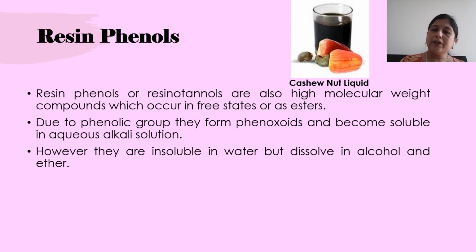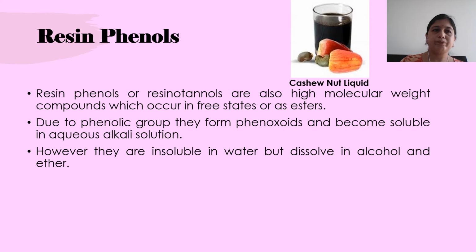The example shown in this picture is cashew nuts. When cashew nuts are processed, before processing they have a black layer on their peel. That peel is a rich source of resin phenols and it is highly acidic in nature. On processing, this peel is removed and then whatever we get is the raw cashews, the processed cashews which we use.